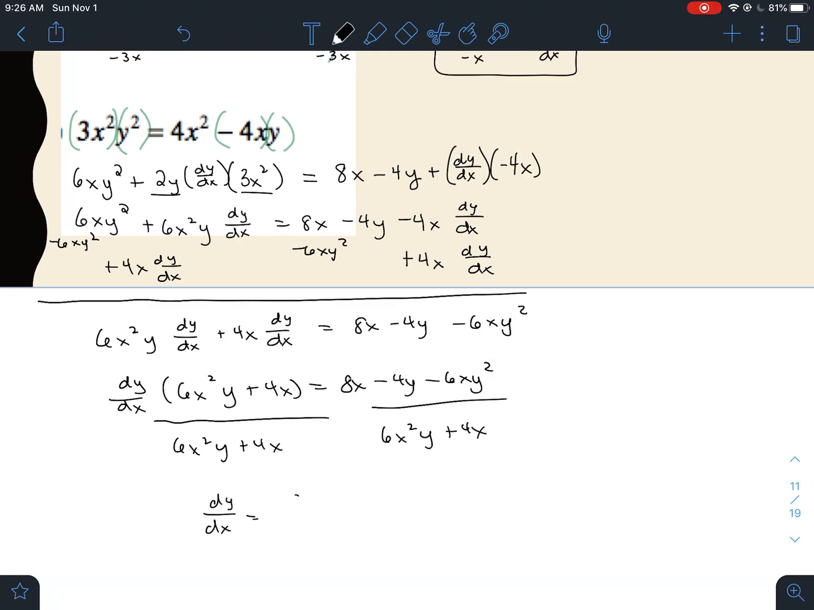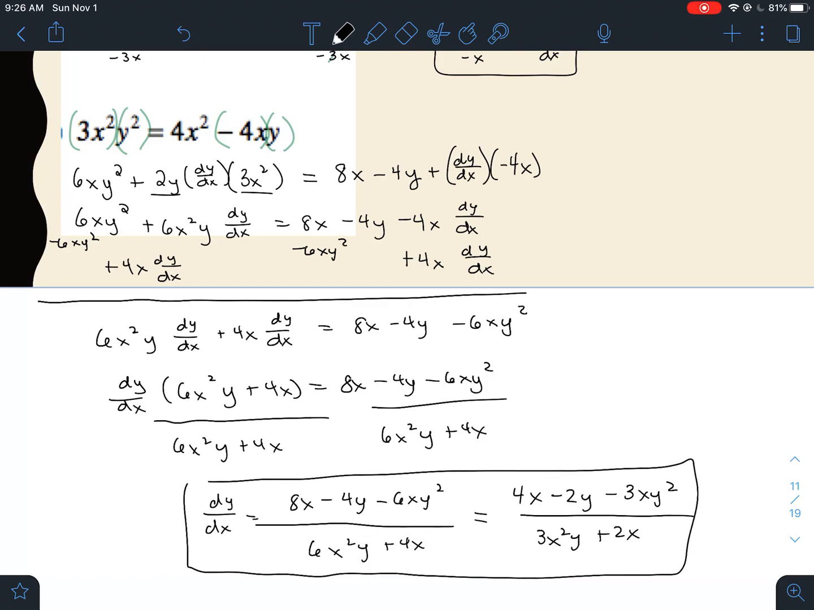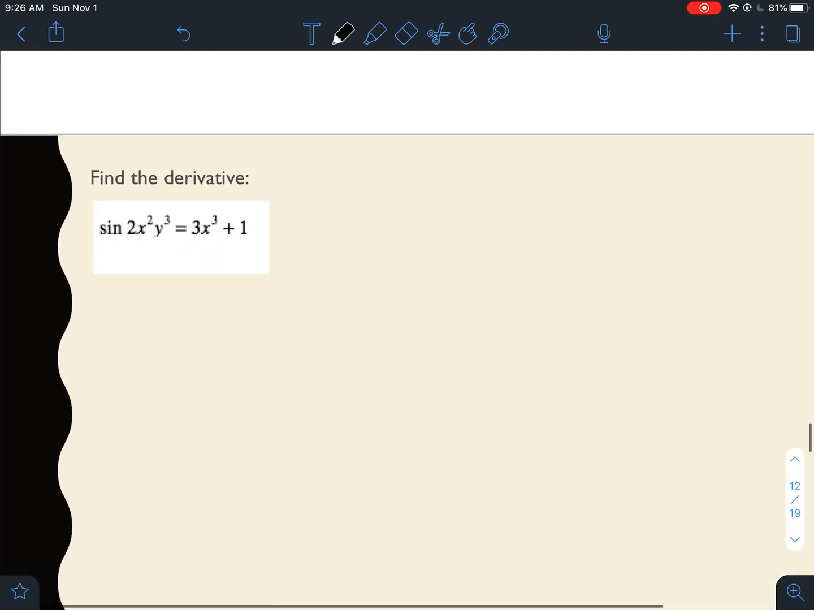And then I can divide both sides by the 6x squared y plus 4x, and that's going to give me my derivative. So the derivative of the original relation is going to be 8x minus 4y minus 6xy squared over 6x squared y plus 4x. And if you notice, all of those terms can be divided by 2, so I could factor out a 2 from the numerator and the denominator and cancel them out, and I would have 4x minus 2y minus 3xy squared over 3x squared y plus 2x. You don't have to simplify it, but if you did, that's what it would look like.